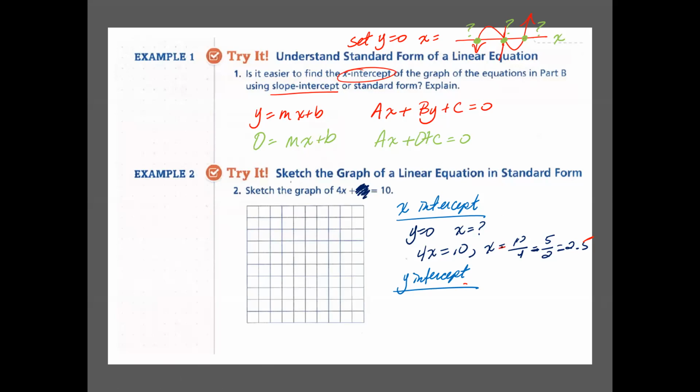So here we go. x is equal to 10 over 4, so then you have 2.5 for x. So your first point is going to be x is 2.5, comma, 0 for y.